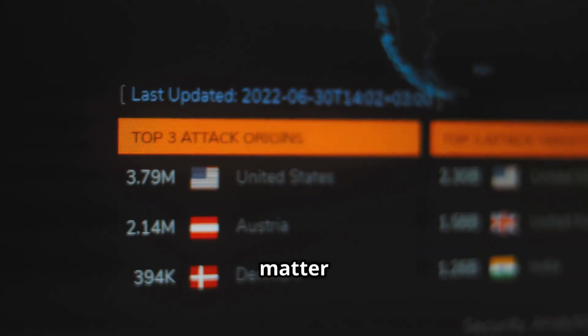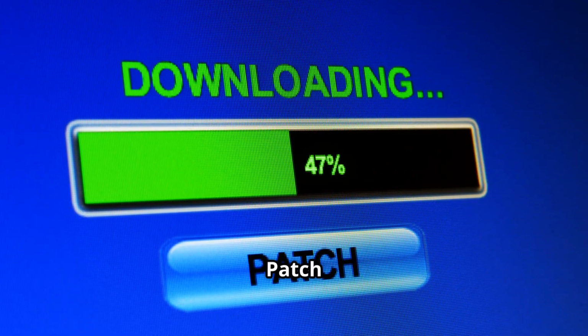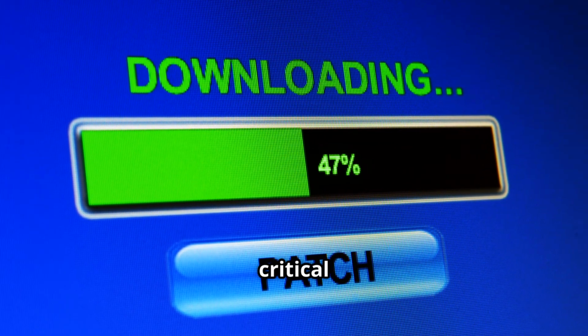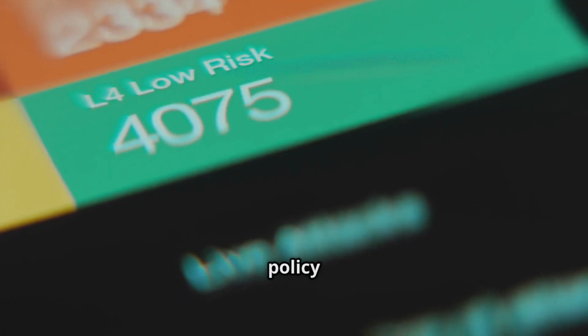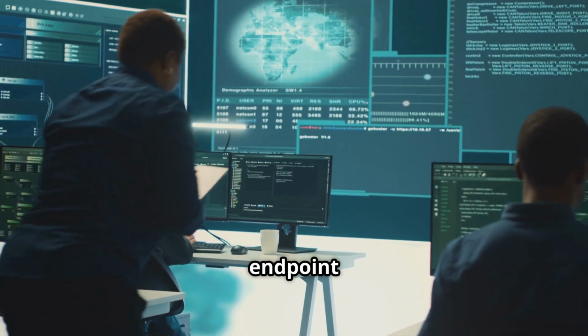Metrics that matter. Coverage: percent of endpoints with healthy EDR and encryption. Patch velocity: median days to critical patch. Exposure: count of endpoints with admin users. Control drift: devices out of policy by business unit. MTTD, MTTR for endpoint incidents.